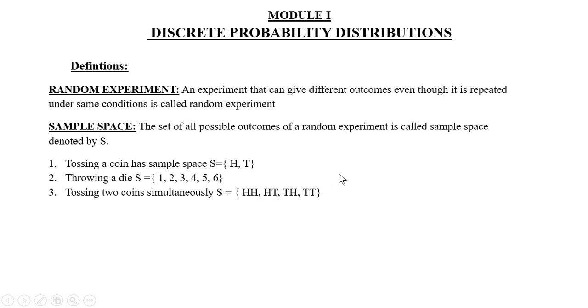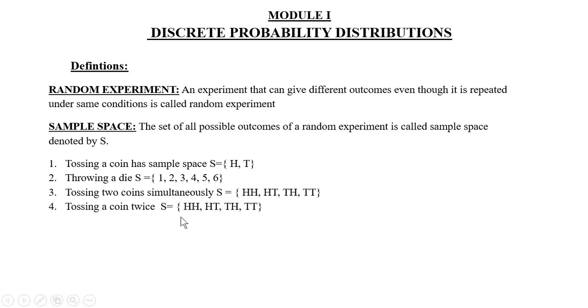Tossing two coins simultaneously. So here we have two coins. HH represents first coin is head and the second coin is also head. HT means first coin shows head and second coin shows tail. TH means first coin shows tail and second coin shows head. TT means both the coins show tail.